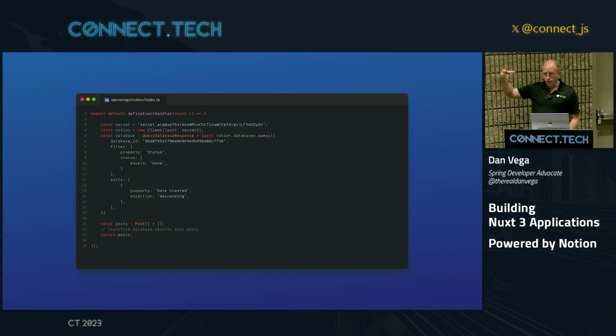notion.databases.query. And query, if you remember back from the API docs, that's one of the things the API does, right? I pass in a database ID. This is the thing I want to contact. And then I pass in a couple options. One is filter. Hey, I want to get only the ones where the status is done. And I want to go ahead and sort it by date created descending. From that, database.results will have all the results, so all the blog posts.